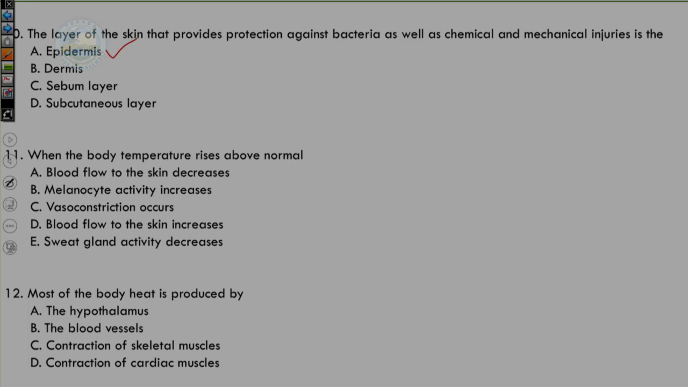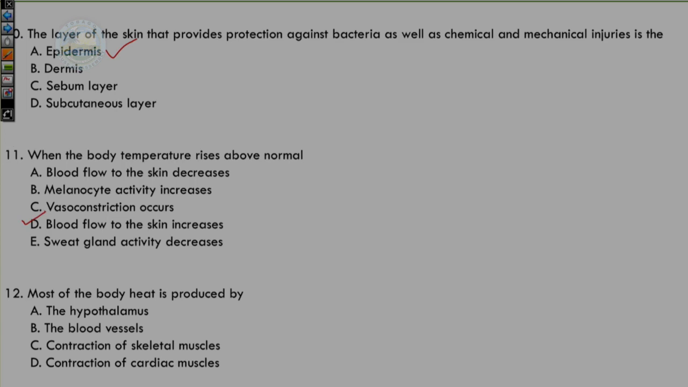Number 11. When the body temperature rises above normal, A. Blood flow to the skin decreases, B. melanocytes activity increases, C. vasoconstriction occurs, D. Blood flow to the skin increases, or E. Sweat gland activity decreases. Now this is meant to make you think, and you are correct. If you thought it right, the correct answer would be D. Blood flow to the skin increases. You want that heat to leave the body.